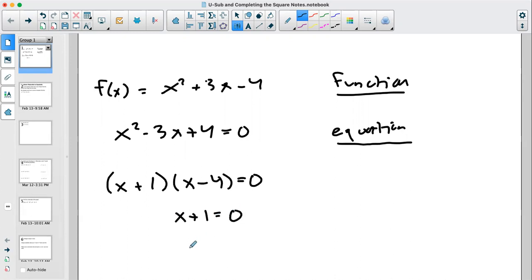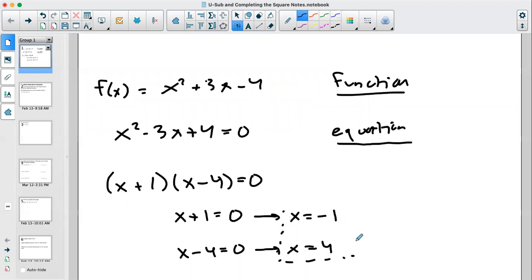So we check either this is equal to 0 or this is equal to 0. We solve this little mini equation, we get x equals -1. We solve this little guy, we get x equals 4. And these are the two x's that make this equation true. And you can always check.